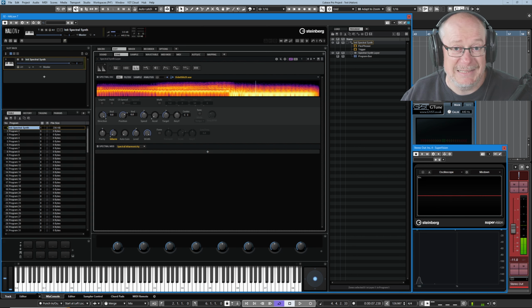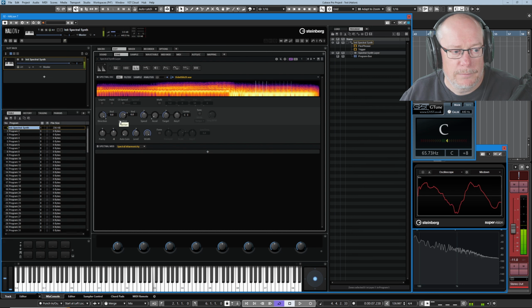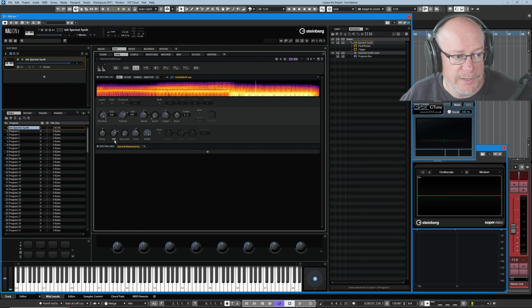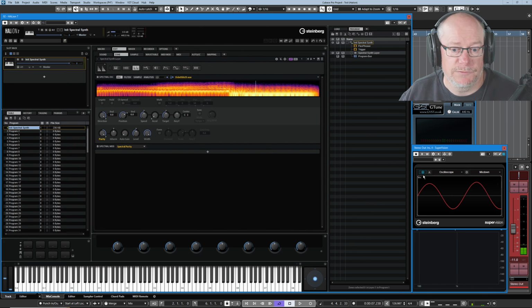And now I'm playing C on the keyboard. Tuner has no idea what's going on because the fundamental's disappeared. Now it's closer to a G sharp. So with inharmonicity set to 0 and purity set to 100, we're going to get as close as we can. We're going to approach a sine wave. There we go. That's really not a bad representation of a sine wave.